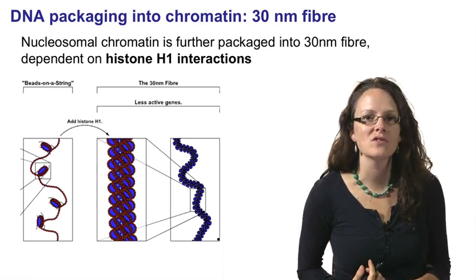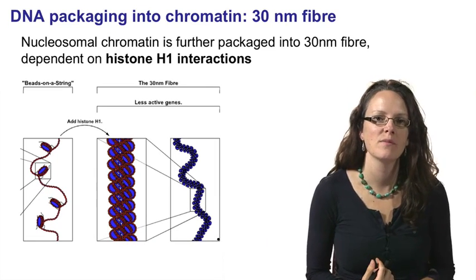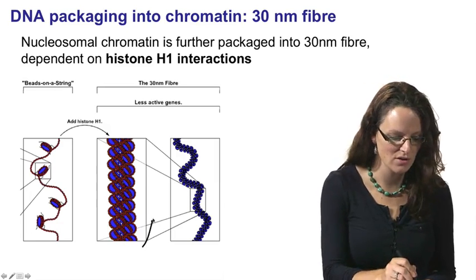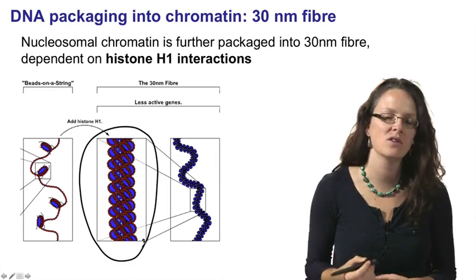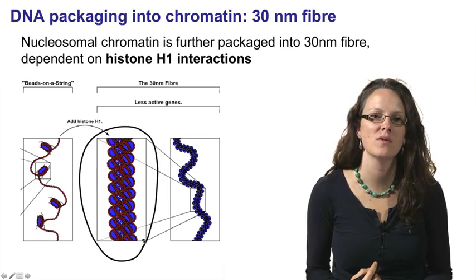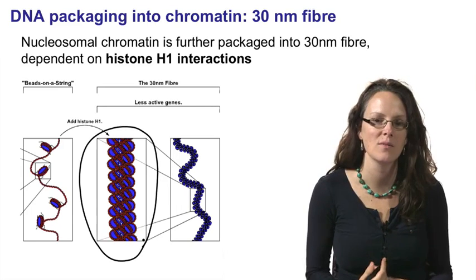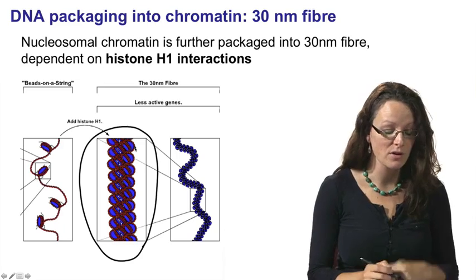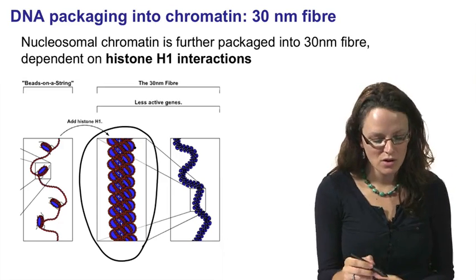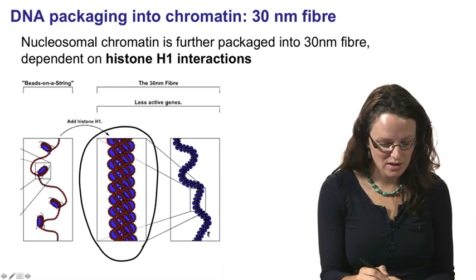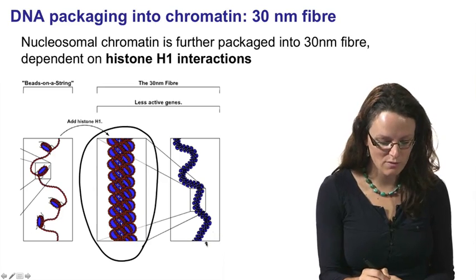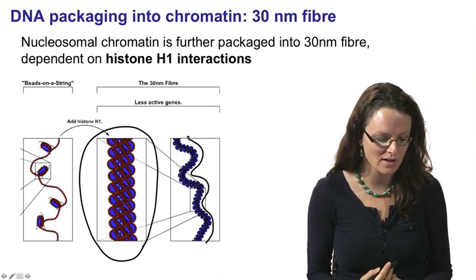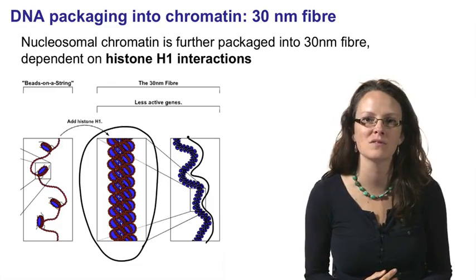This beads on a string structure, though, can also be condensed into a higher order structure called the 30 nanometer fiber, which is shown here in this central panel. This is because histone H1 can interact with other histone H1 molecules, and this results in this very higher order chromatin packaging. You can then see that this particular solenoidal type of fiber is much more densely packaged down, where each of the blue dots that are found in here are single nucleosomes.